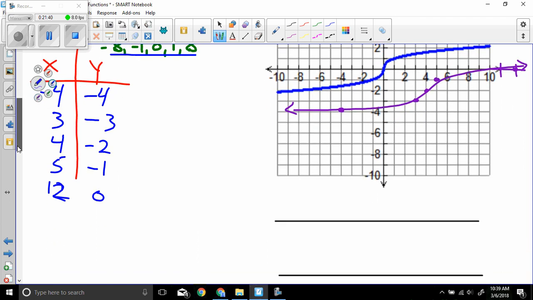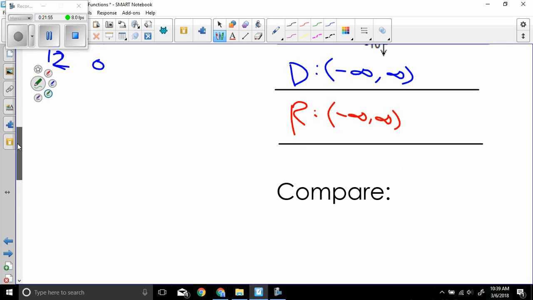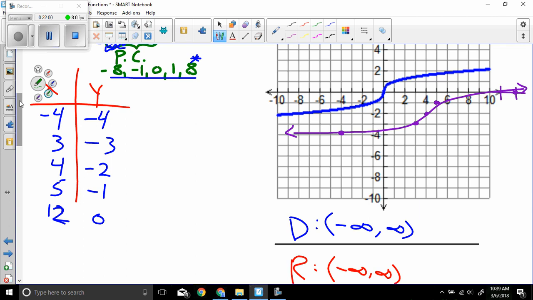Let's see if we can do the domain. Oh, that's right. I already said it's going to be negative infinity to infinity every time. Oh, the range. Same thing. I said it was going to be negative infinity to infinity every time. That's easy. What else does it ask me to do? Oh, compare. Comparing. All right. Well, let's look at it.